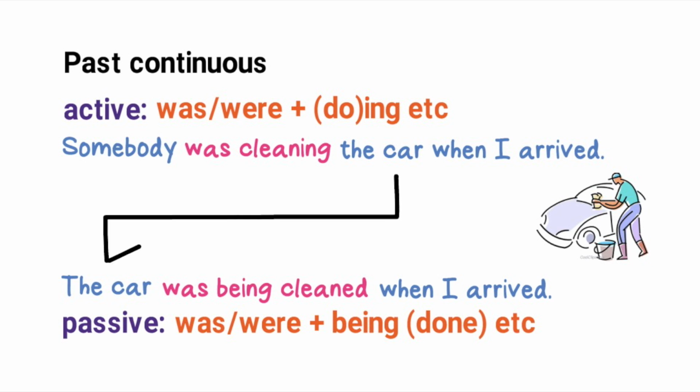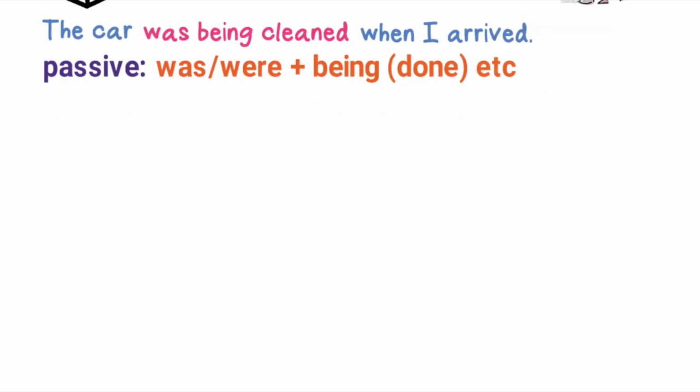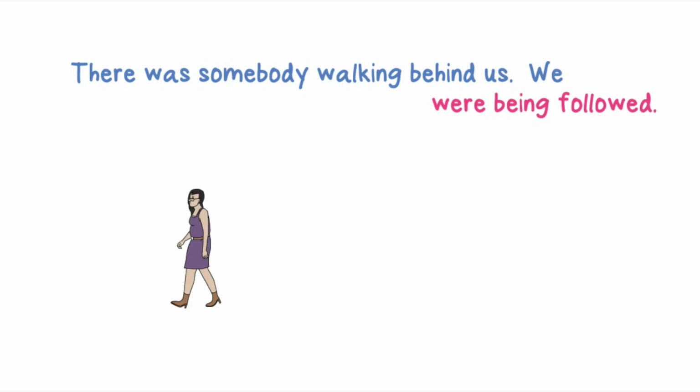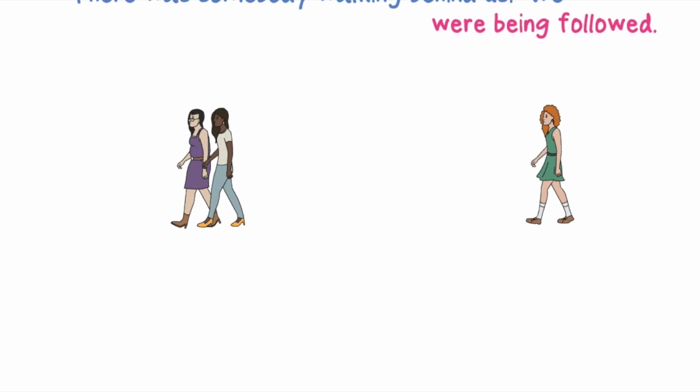The passive is used, you know why, because who does it is not important or we don't know who is cleaning the car. So we use the passive. Another example of that would be, there was somebody walking behind us, we were being followed. So this is happening over a period of time in the past. You were being followed by somebody, but again, it is maybe unknown who that person was who was following you, so we use the passive.